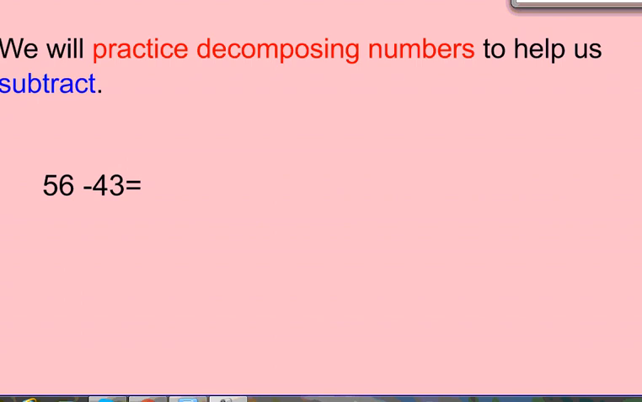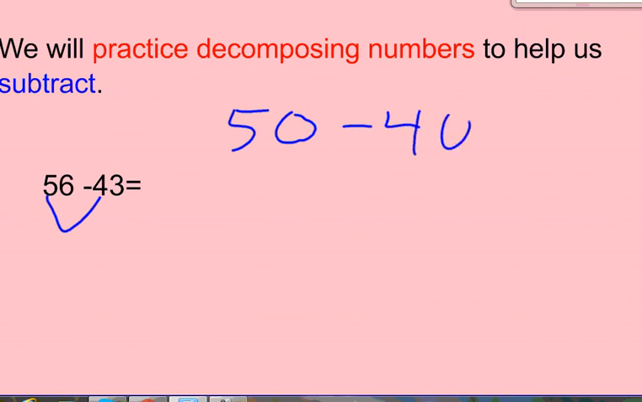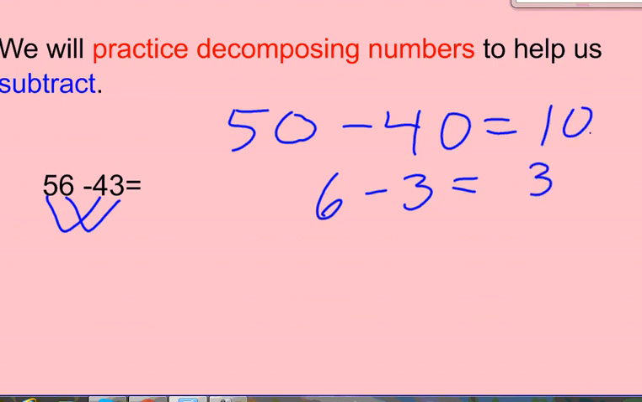So the kids learned that they can start with their tens. If they had 50, take away 40, they can start with their tens, and then they can make an equation for subtraction for their ones, and they have 6, take away 3. So 50 take away 40 is 10, 6 take away 3 is 3, and they put this together for 13, which is their difference.